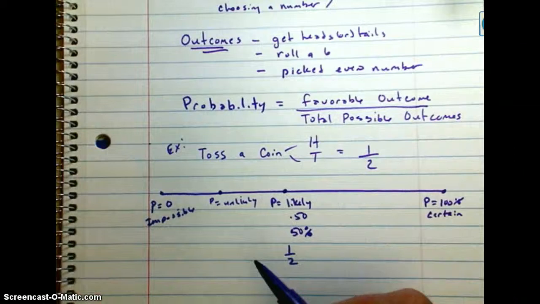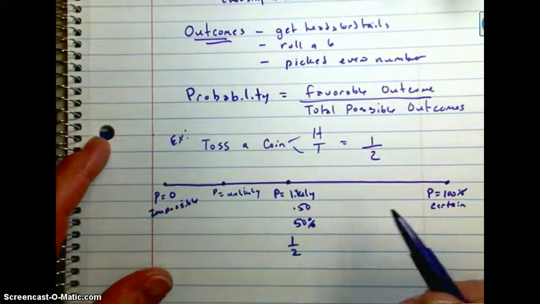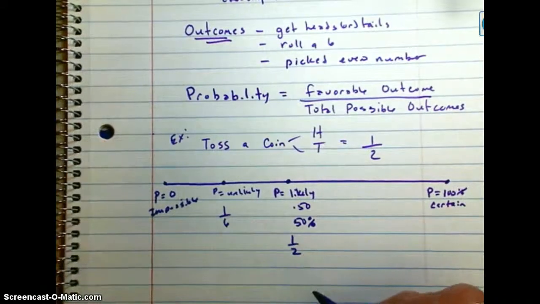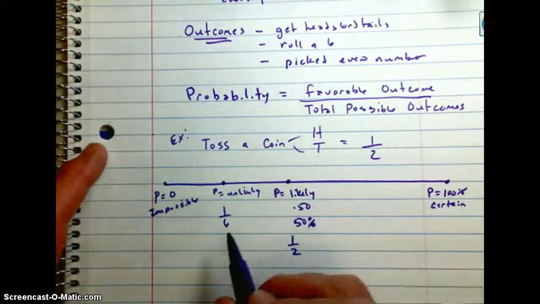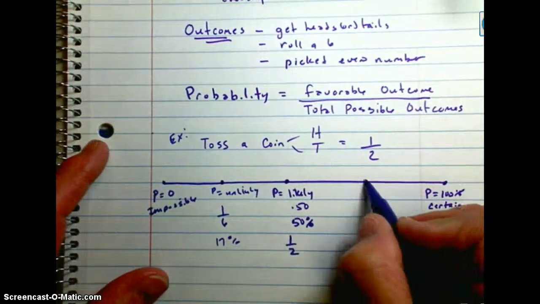So let's say, for example, you rolled a dice and the chances of getting a 1. Well, you have a 1 out of 6 chance of getting a 1. So is it impossible? No. Unlikely? Yes, because it can only happen 1 out of 6 times. And this is 17%, which tells you it's not a very good chance of it happening.